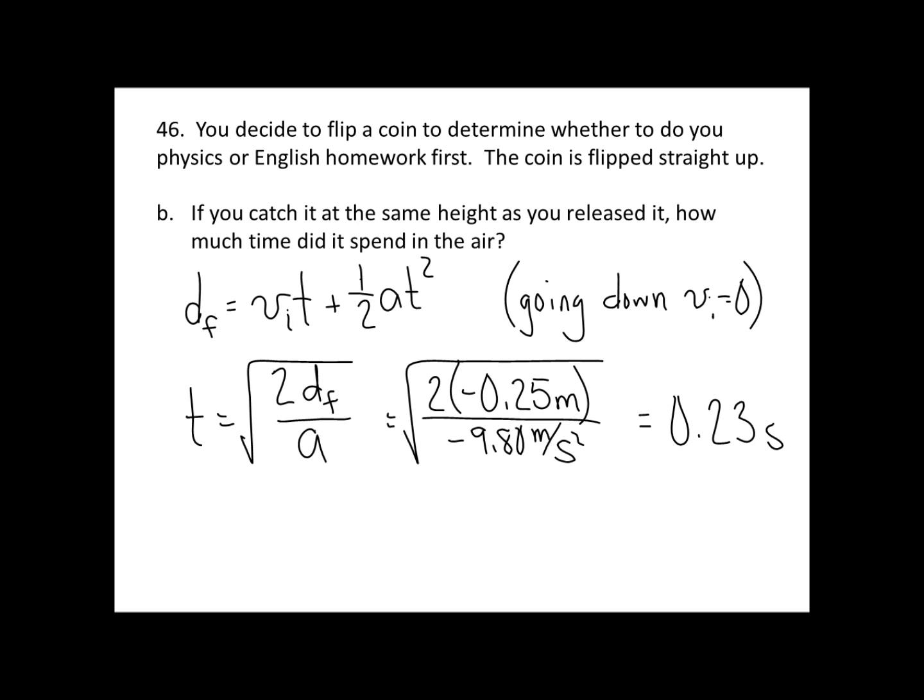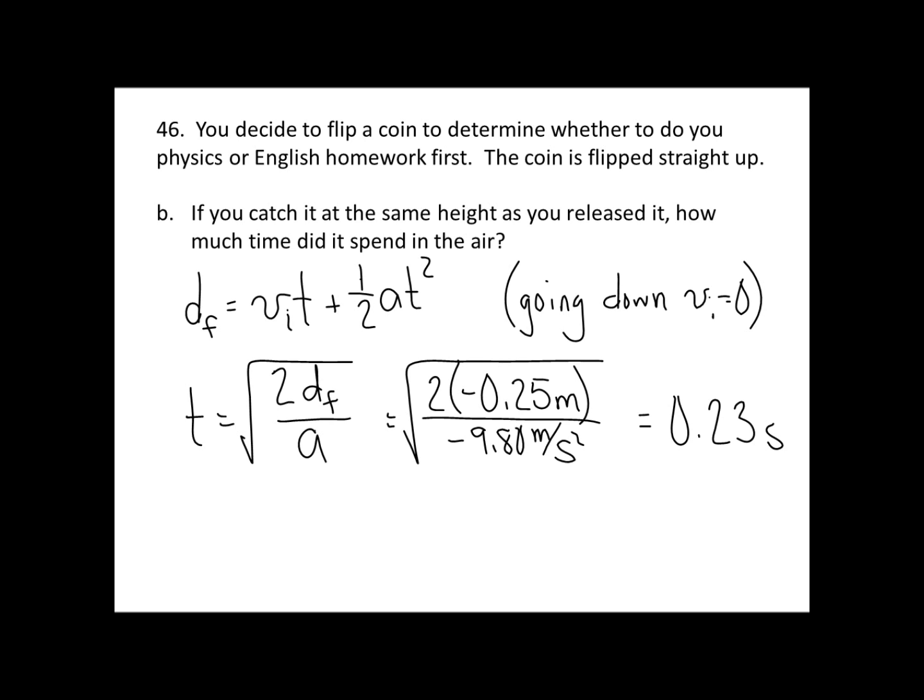Now, pay attention to my DF here. I plugged in a negative 0.25 meters. If I didn't, again, my calculator would choke on this square root because it would be trying to take the square root of a negative number. So, plug everything into my calculator. I find out that it takes 0.23 seconds for the coin to come back down.